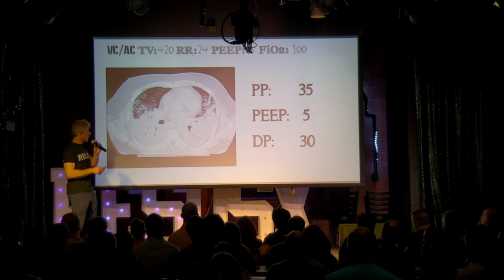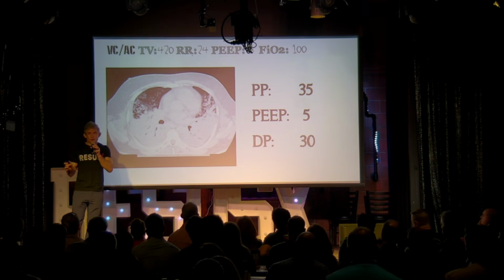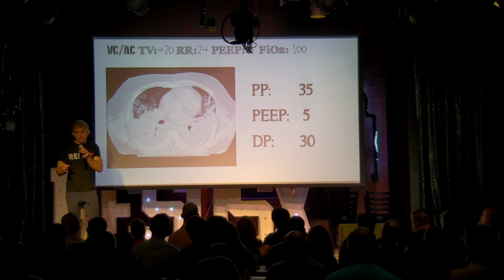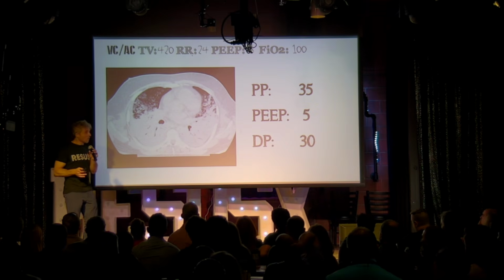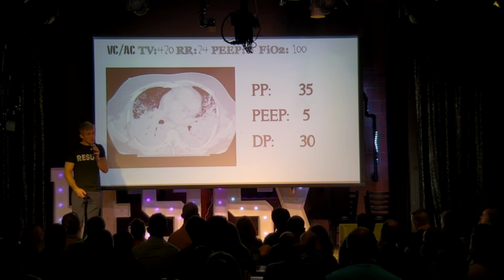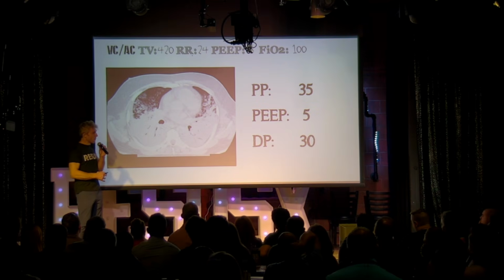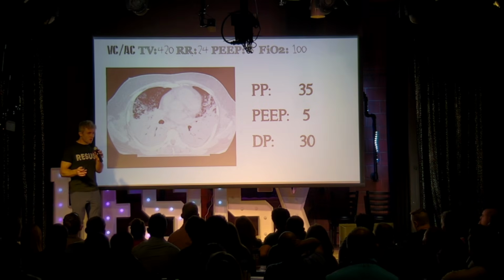That's a CT of his lungs. And you can already see the actual aerated lung volumes are tiny, right? And so the amount of lung that's participating in ventilation is pretty small. And so when you measure a plateau pressure, it's 35, and you have a PEEP of 5, which gives you a driving pressure of 30. So what should you do?